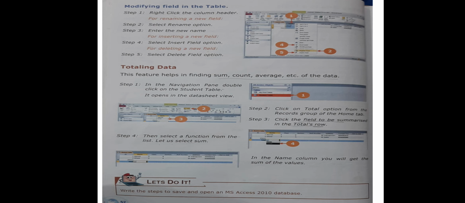Then, totaling data. How do we do the totaling? We can do the totaling by providing the sum, count or average function. In the navigation pane, you have to double click on the student table. It opens in datasheet view, and from there you can click on the Totals option of the Records group in the Home tab. Then you can click on the field to summarize in the total row. Then select a function from the list. Let's suppose we select the sum function. It will do the sum of all the values.